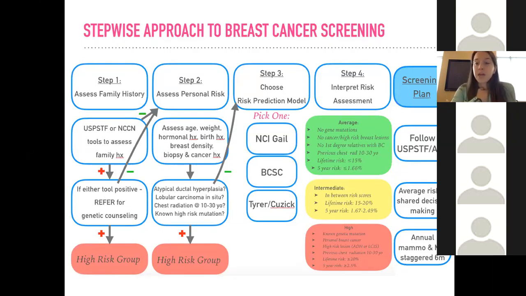If they're intermediate, really focusing on shared decision-making and maybe just slightly modifying the timing and age that you start for the average risk timelines. And then for high-risk patients, want to think about the annual mammo and annual MRI, each staggered by 6 months.